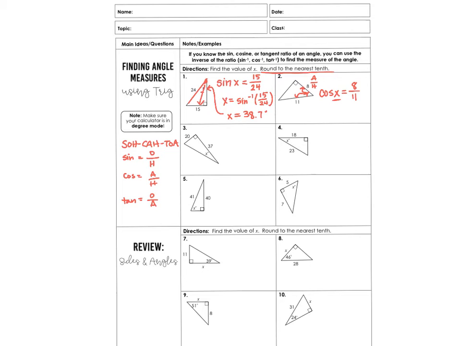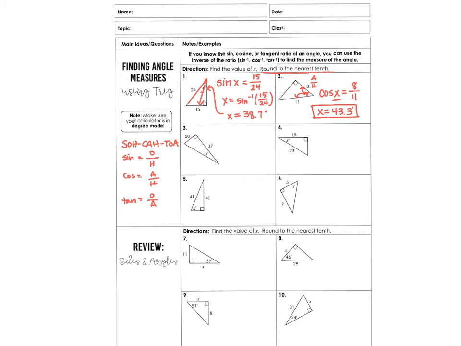The only difference now is we're looking for the angle. So you're going to use the inverse cosine here, which should be above your cosine button. So the inverse of cosine, and then in your parentheses, you're going to put 8 divided by 11. And it should give you 43.34 something. So that rounds to 43.3. And that is the measure of angle x. And that's in degrees, okay?